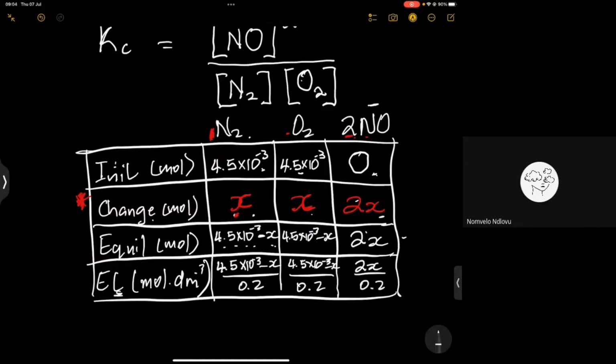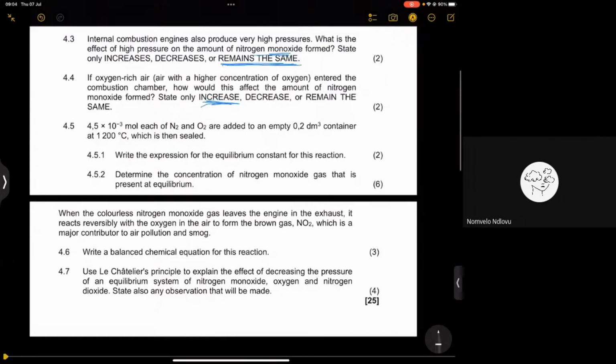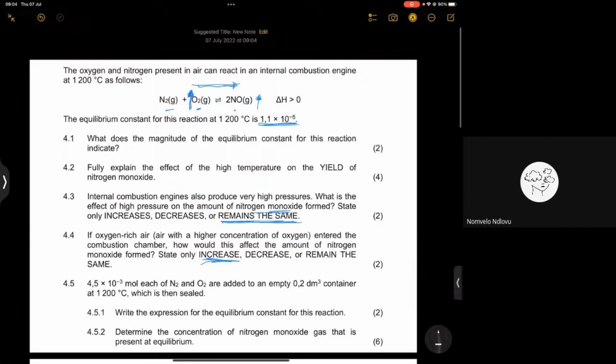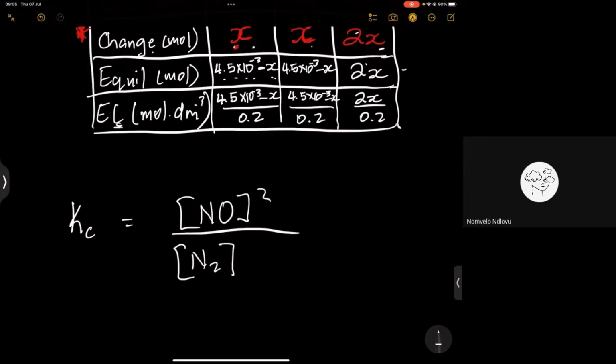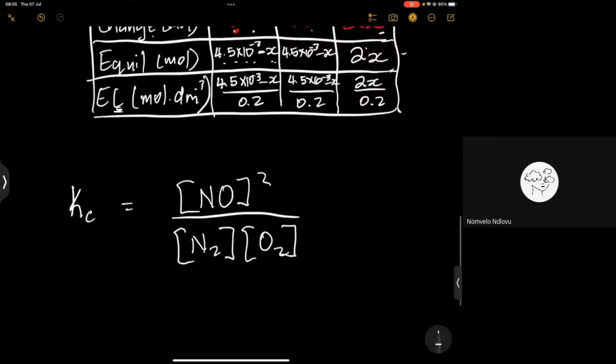Okay, right. Now, you remember we knew the Kc value, né? They gave us the Kc value. They said it's 1.1 times 10 to the negative 5. So now let's use our equilibrium expression. We know that this is going to be NO squared divided by N2 times O2. So we're going to take all our amounts at equilibrium. And right now, all that's left for us to do is some mathematical gymnastics. So we know Kc is 1.1 times 10 to the power minus 5.